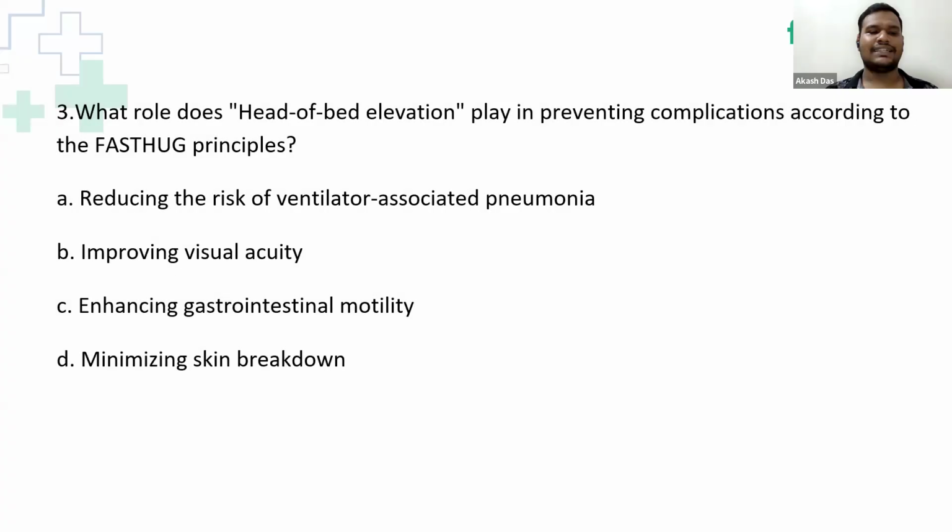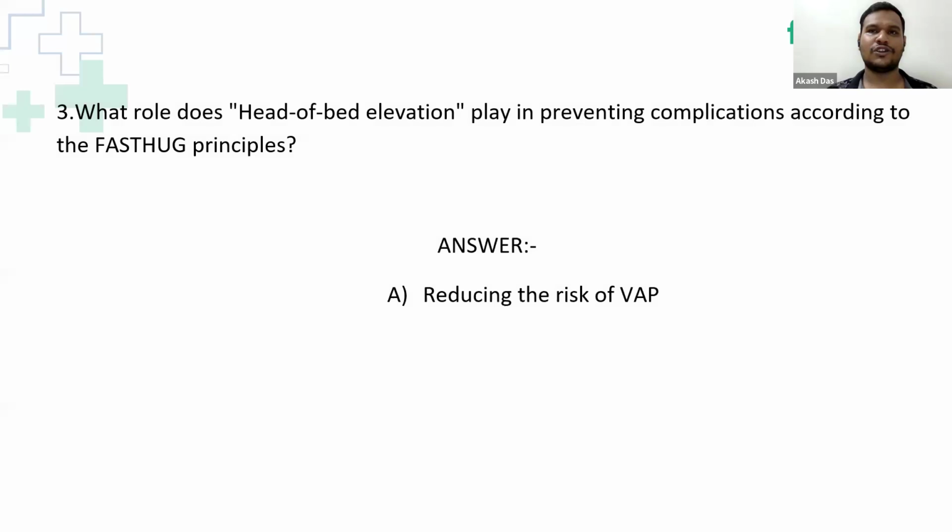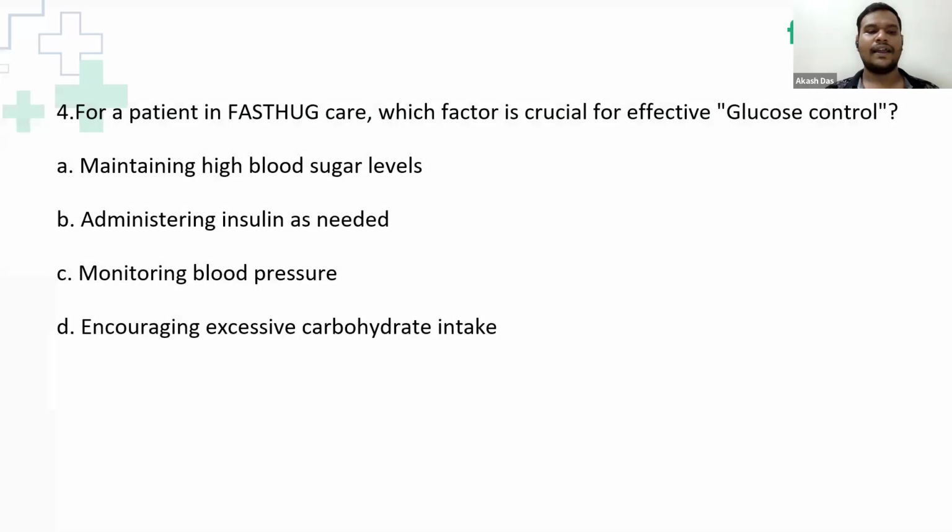Okay, next, what role does head of the bed elevation play in preventing complications according to the FASTHUG principles? A, reducing the risk of ventilator associated pneumonia, B, improving visual acuity, C, enhancing gastrointestinal motility, or D, minimizing skin breakdown. As we have already discussed, 30 to 45 degrees of head end elevation always reduces the risk of VAP.